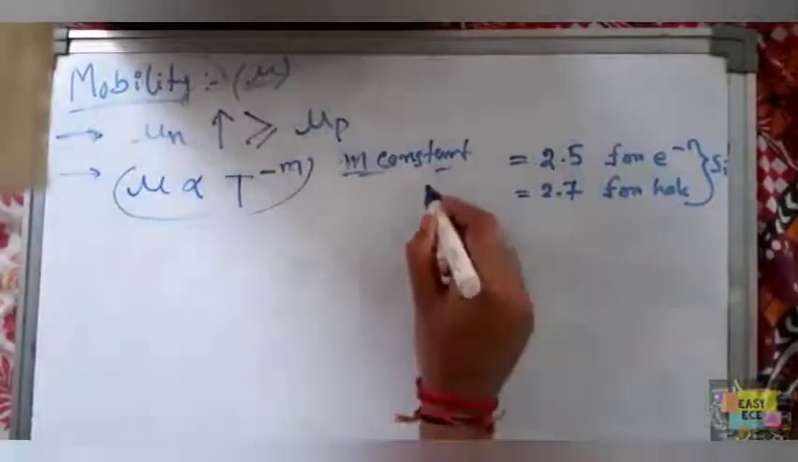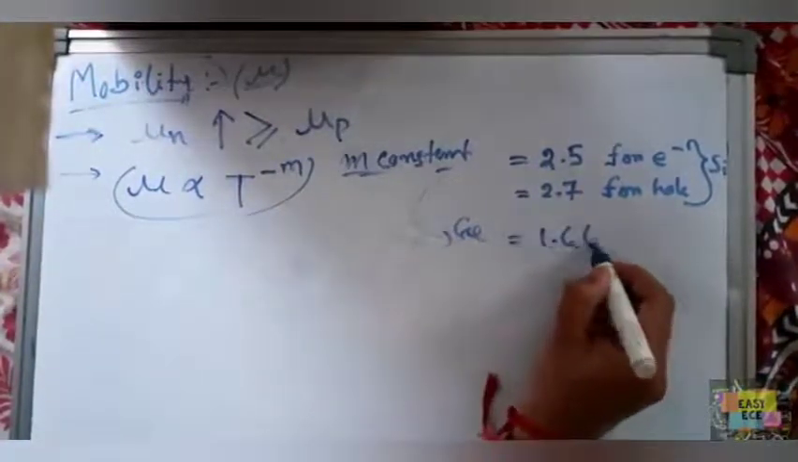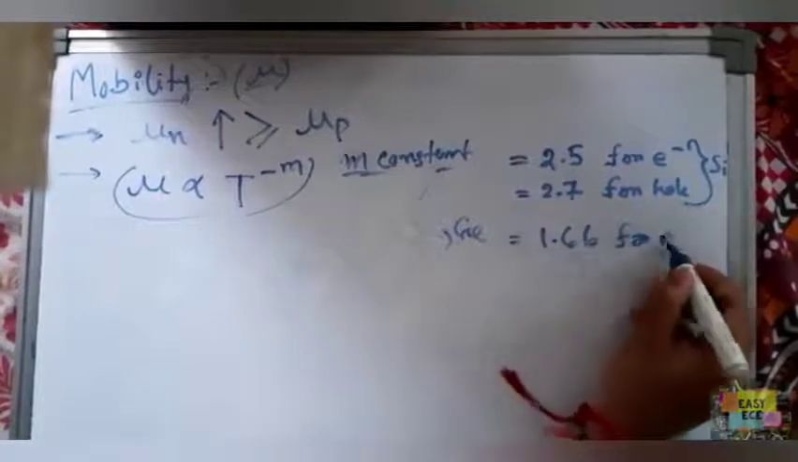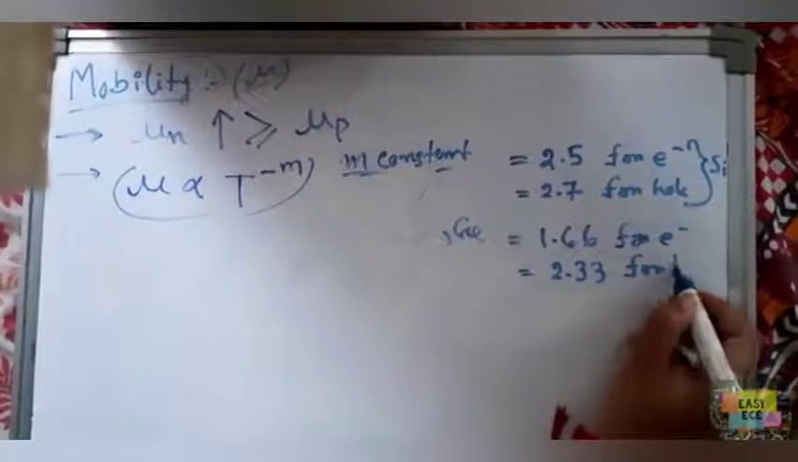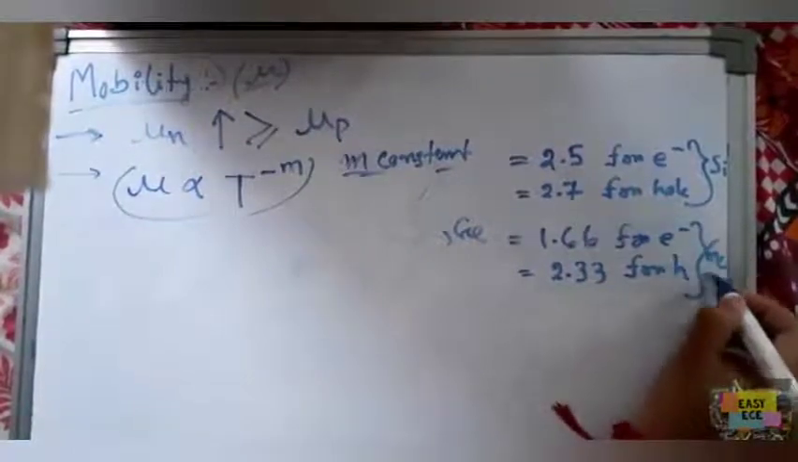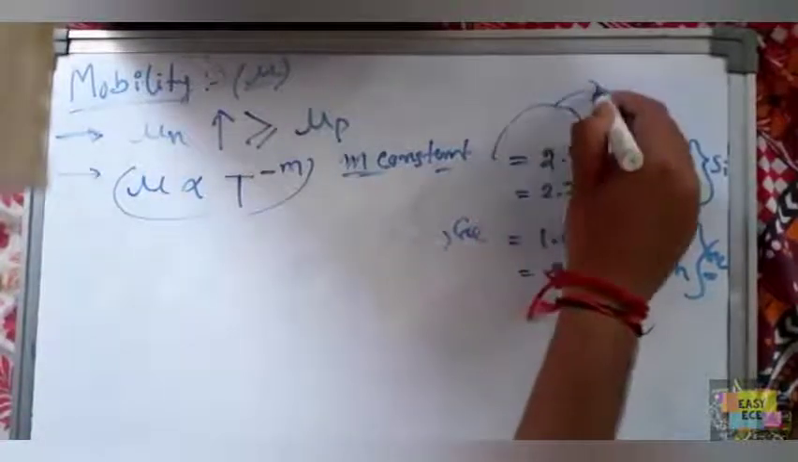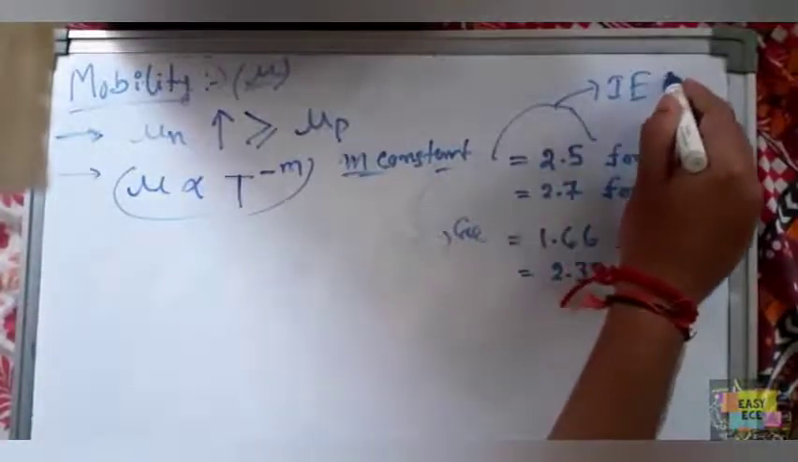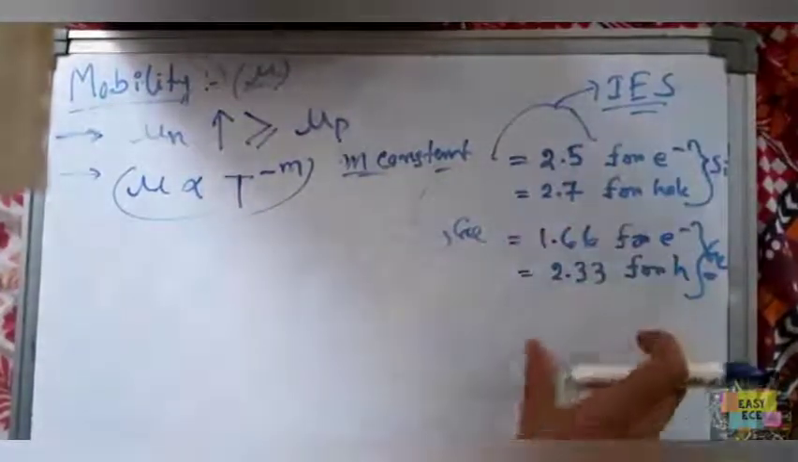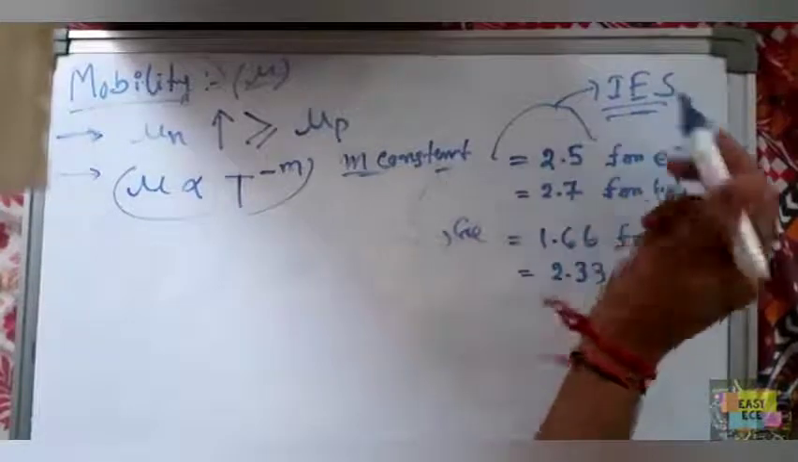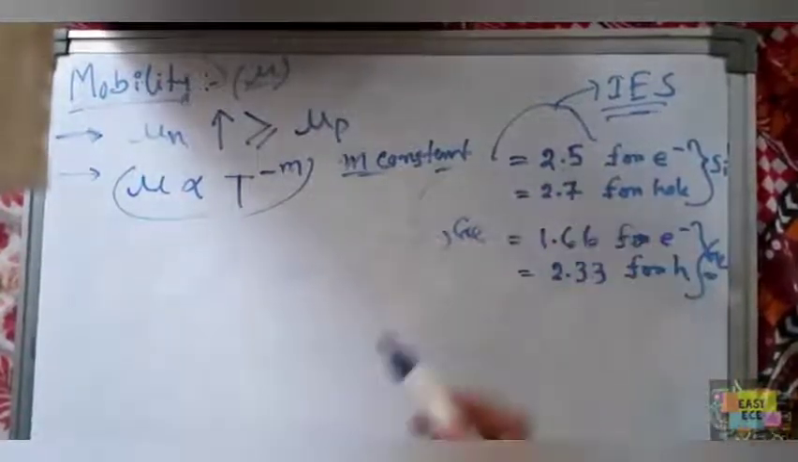And for germanium, the value is 1.66 for electrons and 2.33 for holes. This is for germanium. You need to remember these values only for IES, the Engineering Services exam. No need to remember them for the GATE examination or your semester examination. This is important for the IES examination.